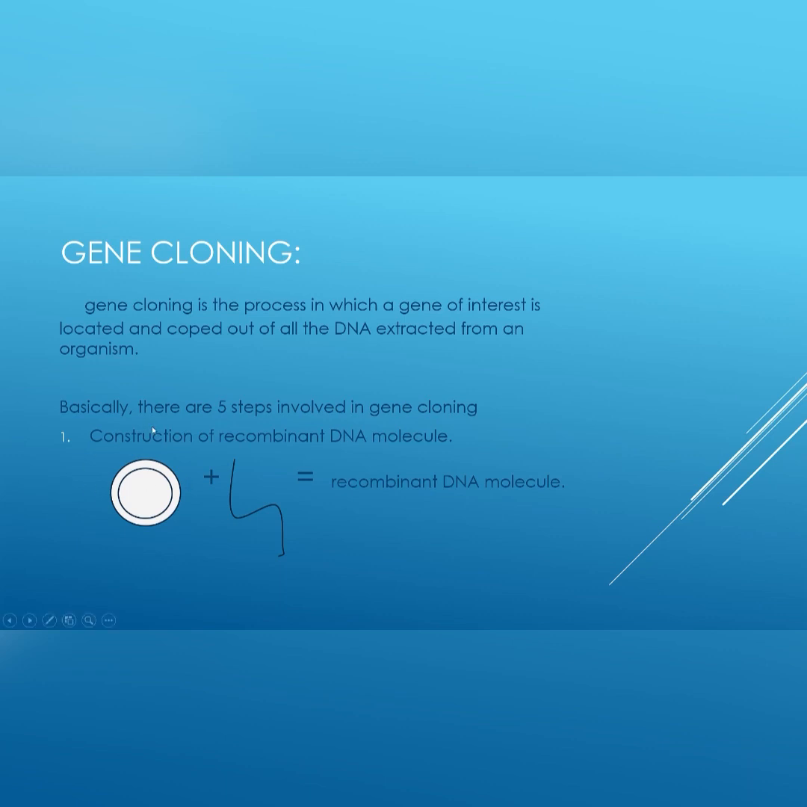Basically, there are 5 steps involved in gene cloning. First, construction of the recombinant DNA molecule. This is the vector and this is the gene of interest. When we combine the vector and the gene of interest, it forms the recombinant DNA molecule.